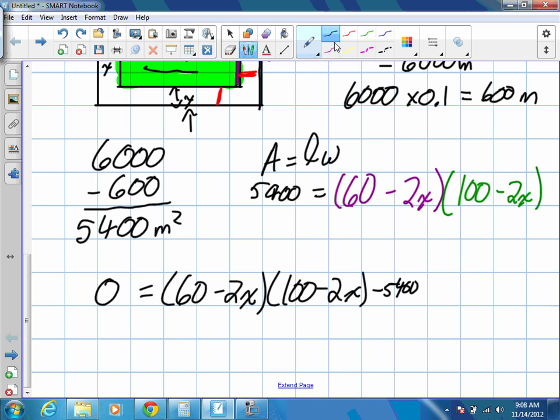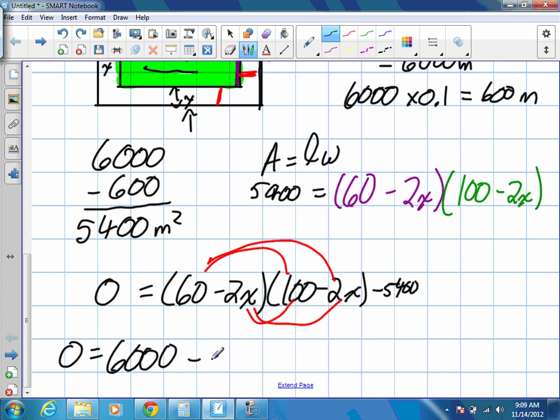So in order to expand this, what do I have to do? That's right, we want to distribute. We're going to distribute the 60 into both terms and the negative 2x into both terms. Then we'll be left with 0 is equal to 60 times 100. 60 times negative 2x? Negative 2x times 100? And negative 2x times negative 2x is positive 4x squared. And we still have minus 5,400.